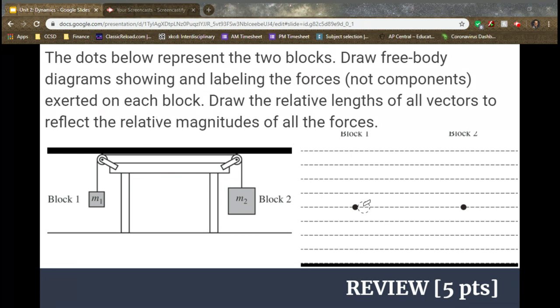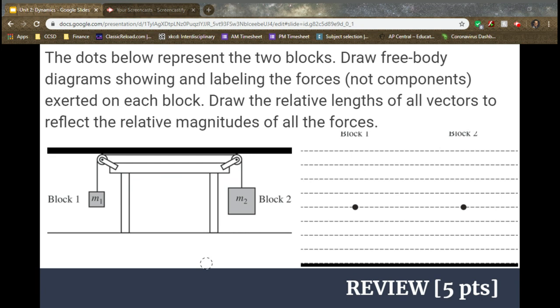Relative means they're not looking for exact precision because we don't know enough information to do that. But we can at least get the general relationships correct. So is the tension force greater than the force of gravity? In which block? Is it less than the force of gravity? In which block? If the tension force is greater than the force of gravity, the arrow needs to be longer. How do the two forces of gravity compare to each other? If they're the same size, then their arrows should be equal length. If one is greater than the other, it should be longer. So go ahead, pause the video, sketch it out, and I will show you what this one looks like.